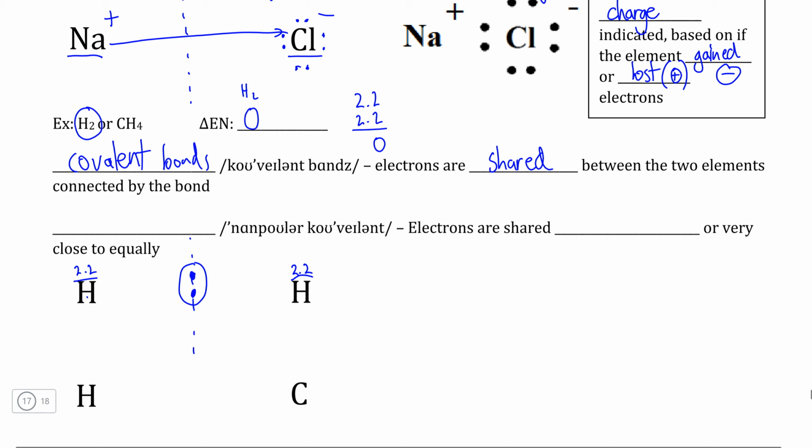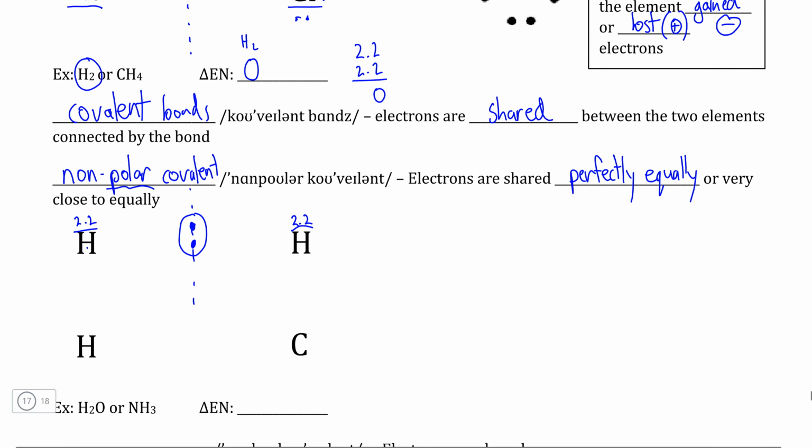Now, this is an example of what we call a nonpolar covalent bond, and we'll talk about what the word polar means in the context of bonds when we look at the opposite of a nonpolar covalent bond. A nonpolar covalent bond is a covalent bond that involves the sharing of electrons basically perfectly equally, and if not perfectly equally, almost perfectly equally, in which case delta EN is not exactly 0, but is very, very close to 0.